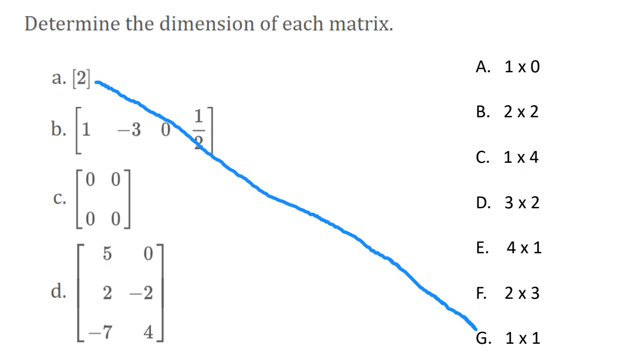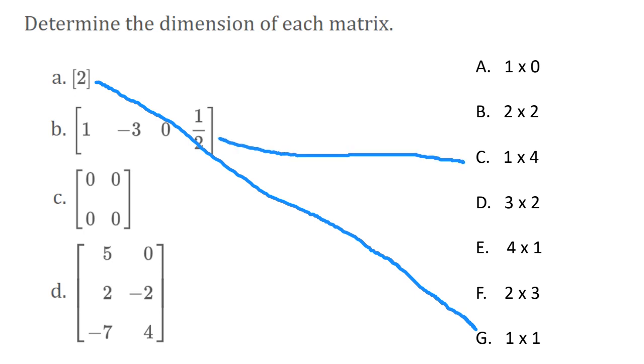We have 1, 2, 3, 4. Technically, we only have one row, but we have 4 columns. We have a 1, -3, 0, and 1/2. So this is a 1 by 4 matrix. So this one would be C here.